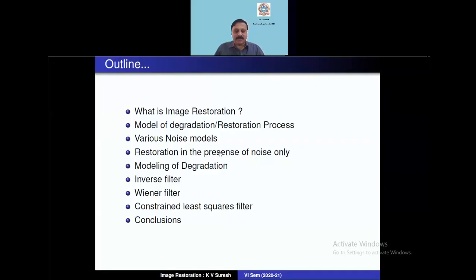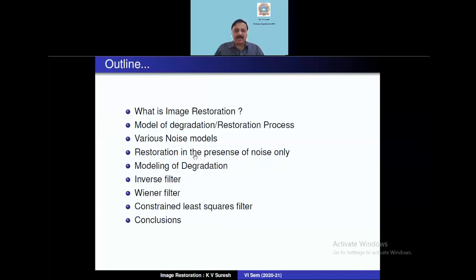Now, since noise is one of the degradations that is usually expected when you acquire an image, or when you are transmitting an image from one place to another on a channel, we discuss the various noise models that are normally used in image restoration, and then we start solving the problem by making some assumptions.